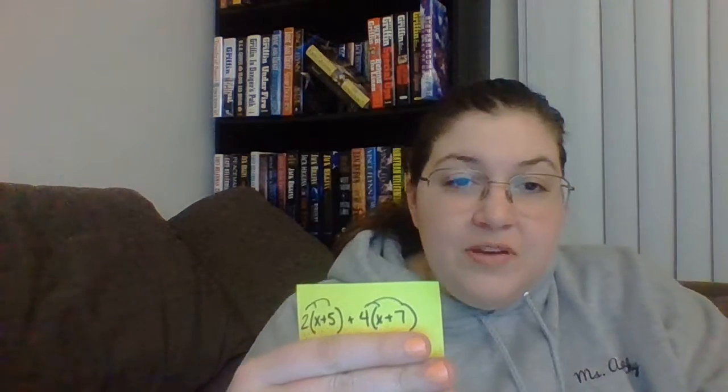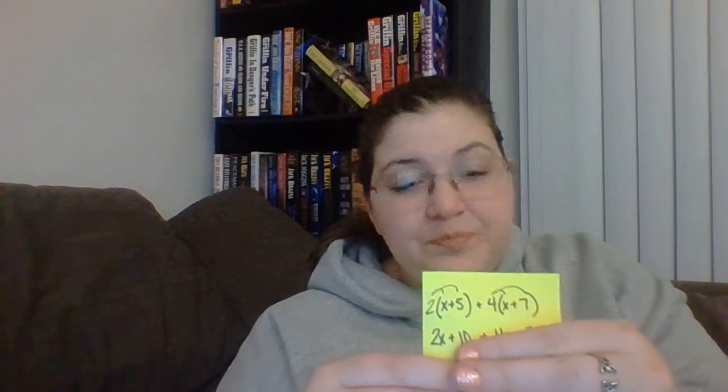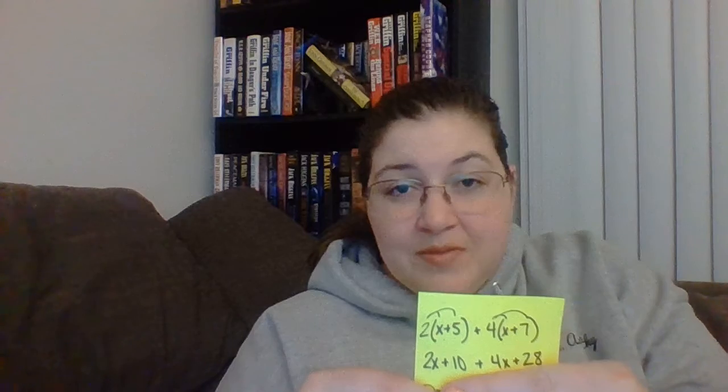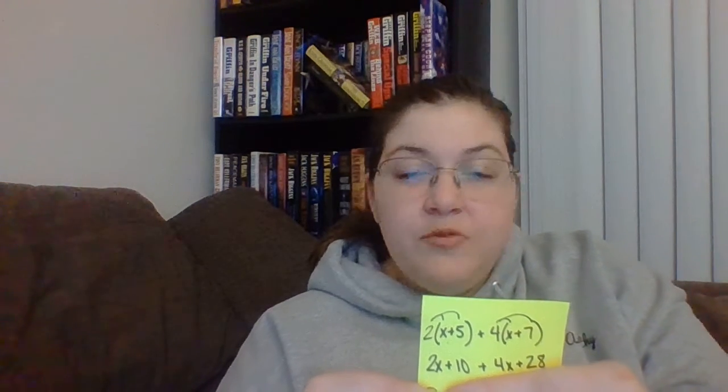All right. Distribute what's on the outside of the parentheses to each of the terms on the inside of the parentheses. Try it. Do you have an answer? Let's see if you matched. So I distributed my 2, I distributed my 4. 2 times x leaves me with 2x. Then 2 times 5 gives me 10, and then 4 times x is just 4x, and 4 times 7 is 28.